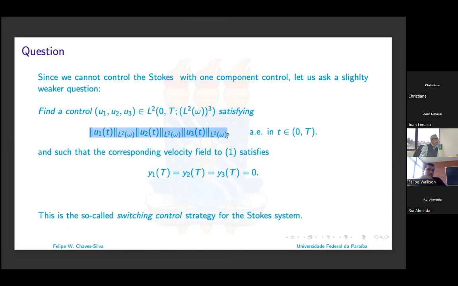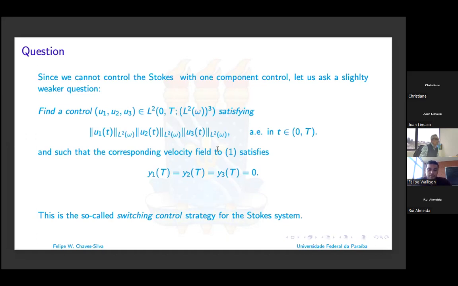This is a very nice result, because Lions' result says that you cannot control with only one. But now we are saying that you can control with one at each time, not globally. The component is not acting globally alone, so it must have the other components, but each time you have only one control. This is the so-called switching control strategy, because you are switching from one control to another. So you want to control a system with controls which are acting not together, but at different times. This is the motivation.